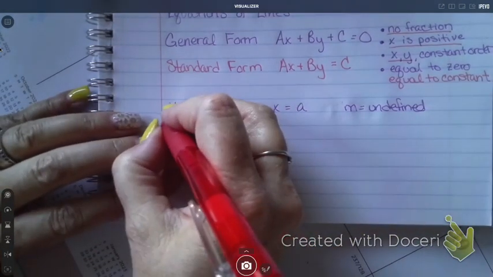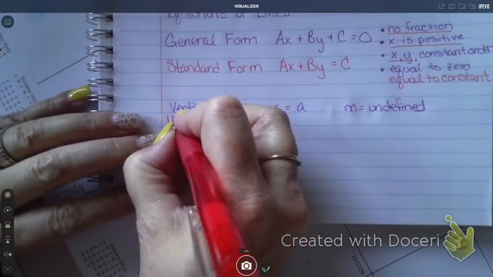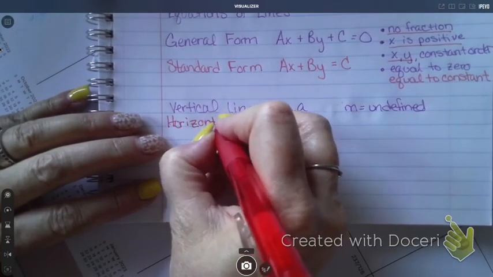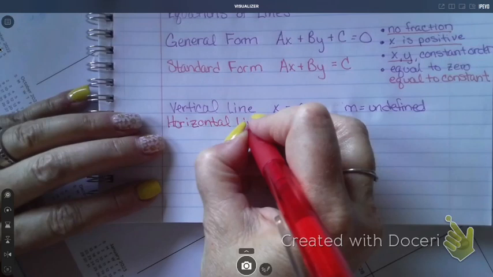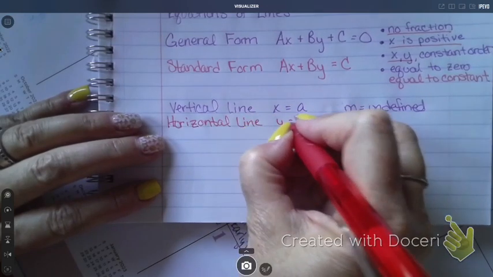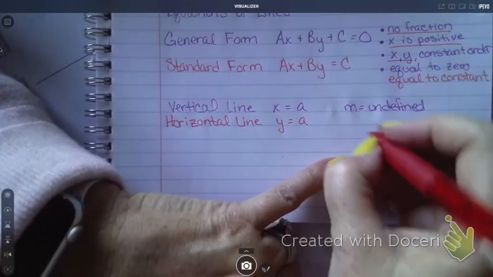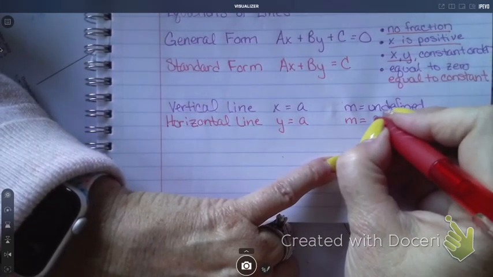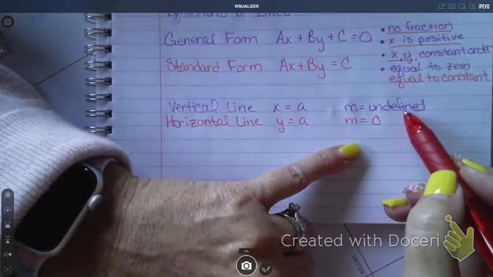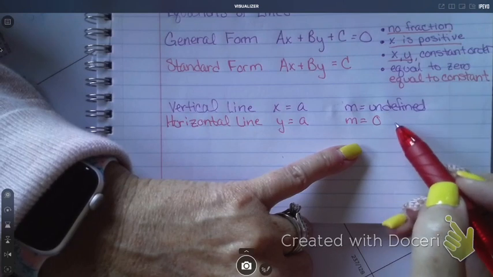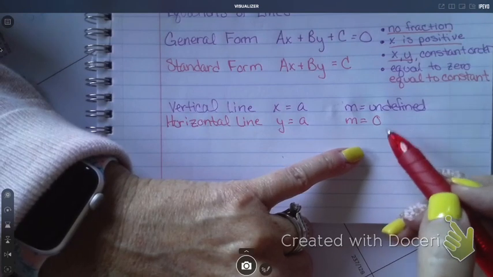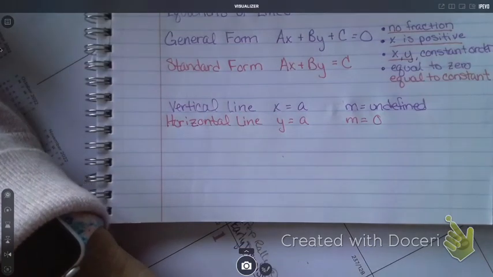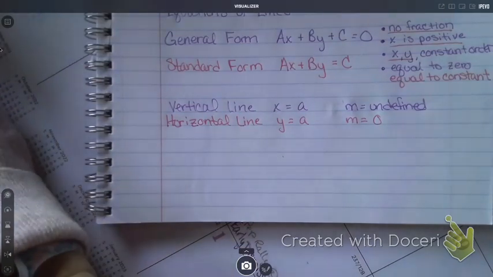Horizontal line. Y equals whatever we're doing. So y equals a, and m is what? 0. Because remember, what is the reciprocal of undefined? 0. What is the reciprocal of 0? Undefined. We already went over slope-intercept and point-slope form. I'm not going to put them again.